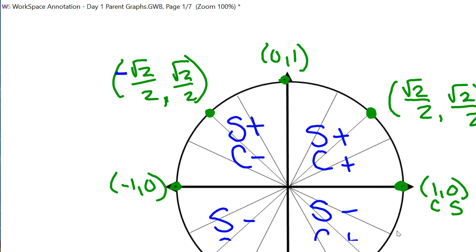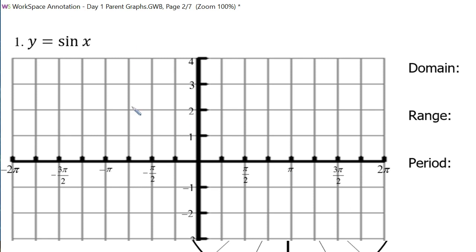The first one we're going to look at is the sine parent function. And sine is always the second value of the ordered pair. So we're going to start at 0 degrees. At 0 degrees, what is the sine? 0. So our first ordered pair will be 0, 0.